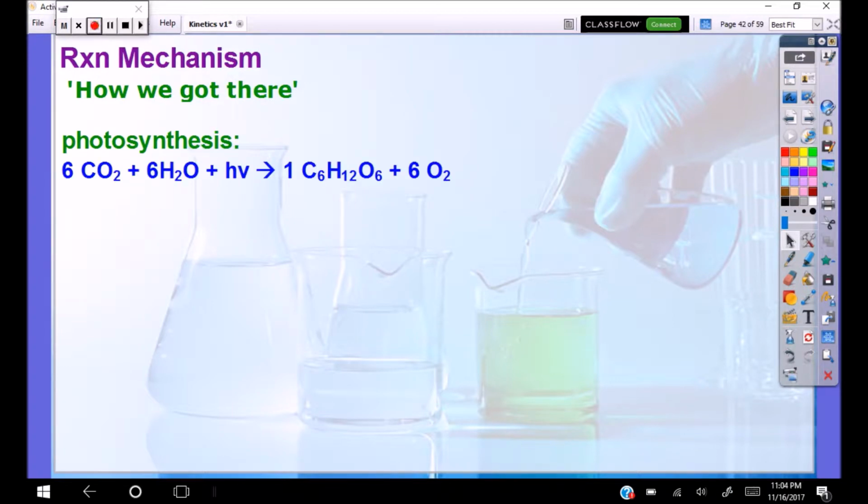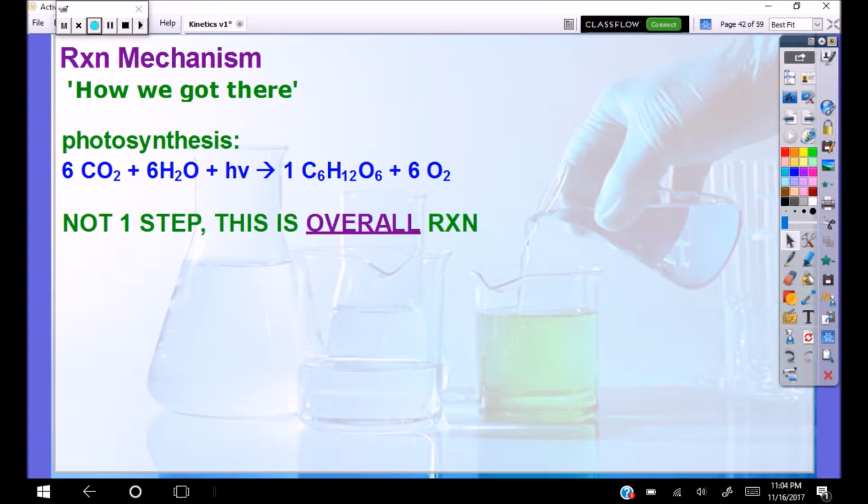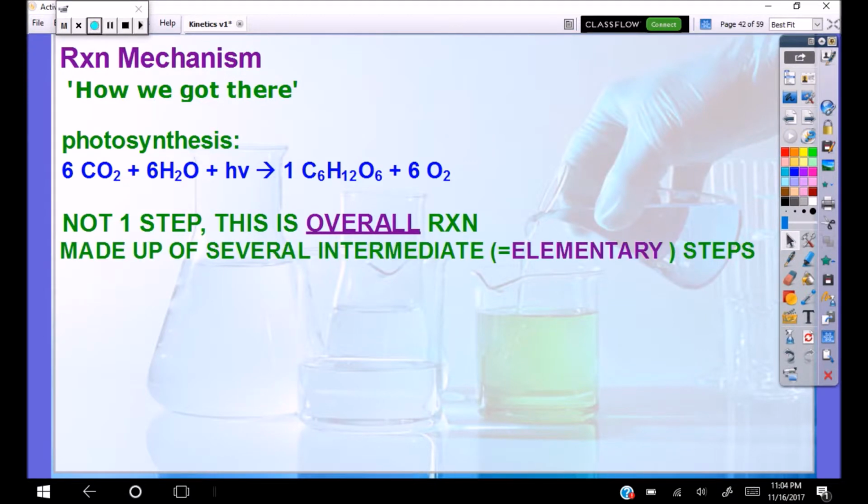So, for example, we have photosynthesis. We know the overall reaction here, but we know it takes several steps to get there. This is the balanced equation, but there are a lot of little steps that have to happen in between for this to proceed. So we know it's made up of several intermediate steps. Whenever we say intermediate, College Board likes to use the term elementary. So if you hear elementary steps, we're talking about intermediates. So a bunch of little steps along the way.